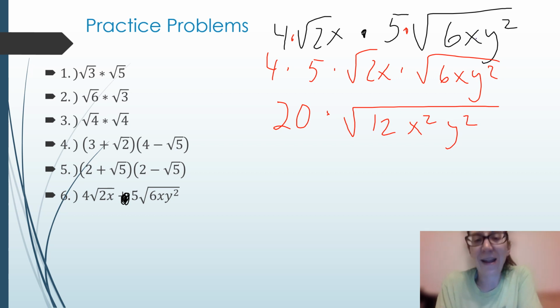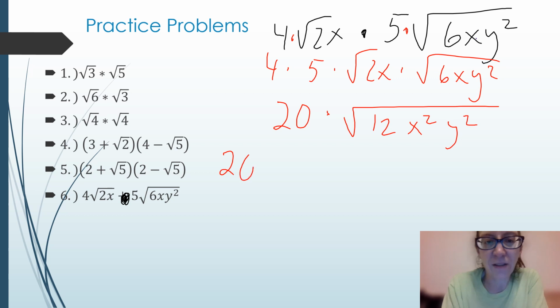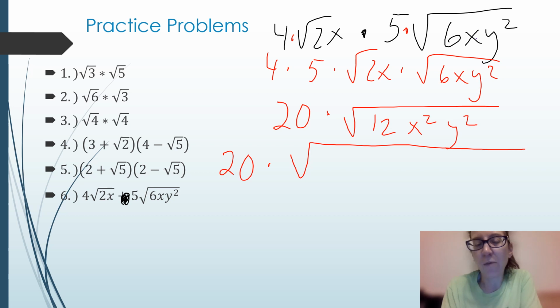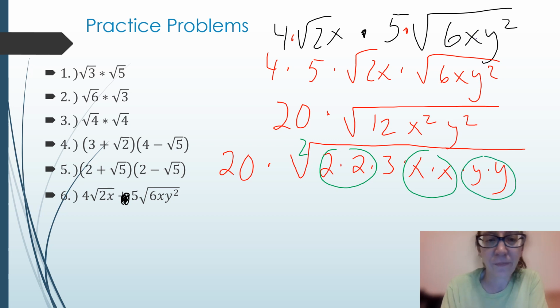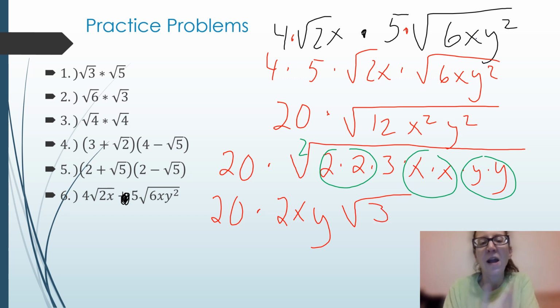So I'm going to go ahead and do my prime factorization on this. 12 factors into, well, we could just do 2 times 6, and then 6 is 2 times 3. And then we have x times x and y times y. And because it is a square root, we're going to be looking for groups of 2. There's 1, there's 1, and there's 1. So those are going to come out. So we're going to have 2, and x, and y. And what are we left with? The 3 is still going to be left underneath there. And then 2 times 20 gives me 40.